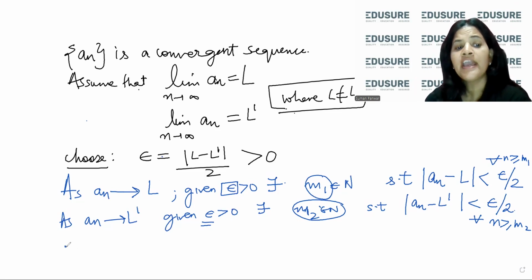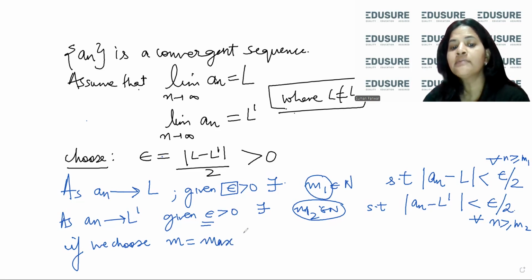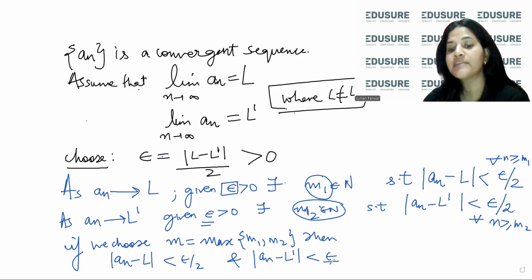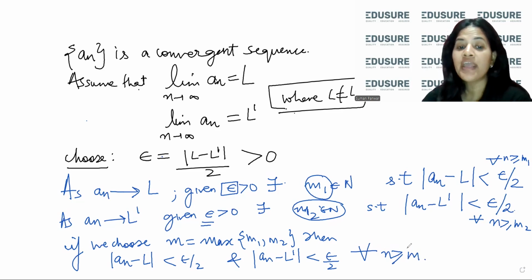So basically, if we choose M to be the maximum of M1 and M2, then these two inequalities will hold together. That means |a_n - L| is less than epsilon by 2 and |a_n - L'| is less than epsilon by 2 for all n greater than or equal to M, where M is the maximum of these two numbers. All right.